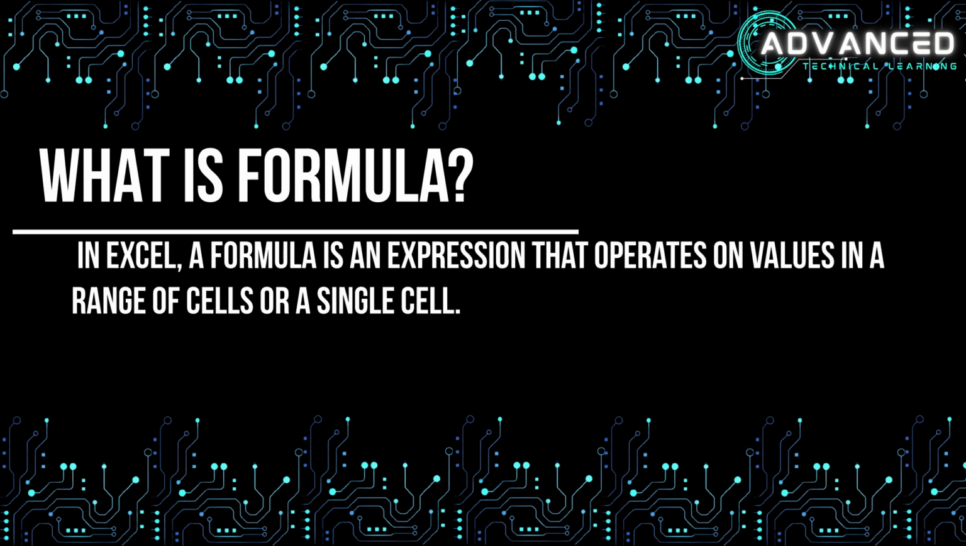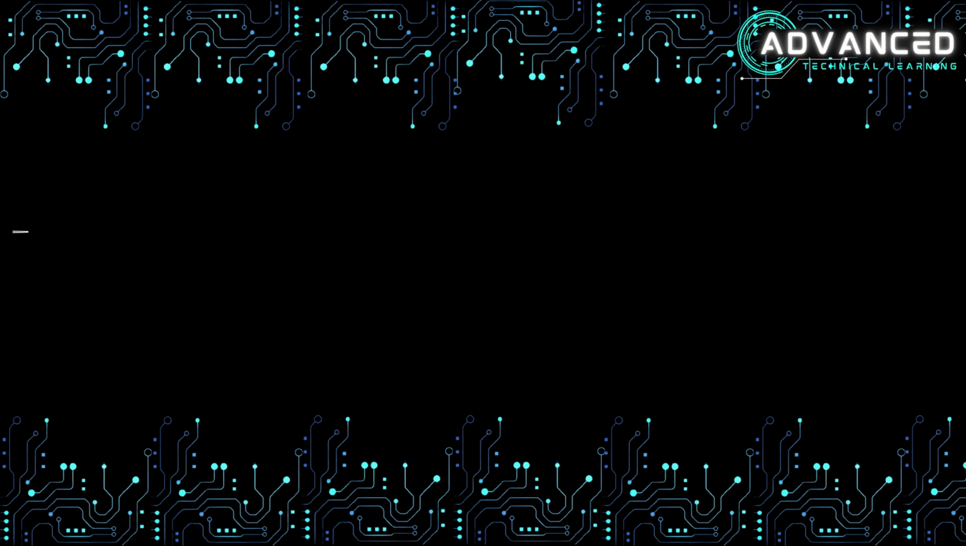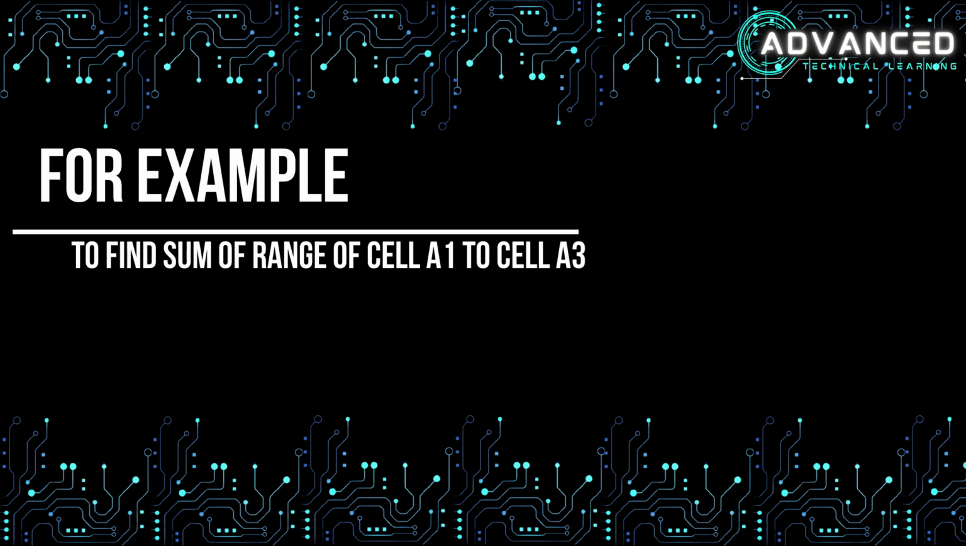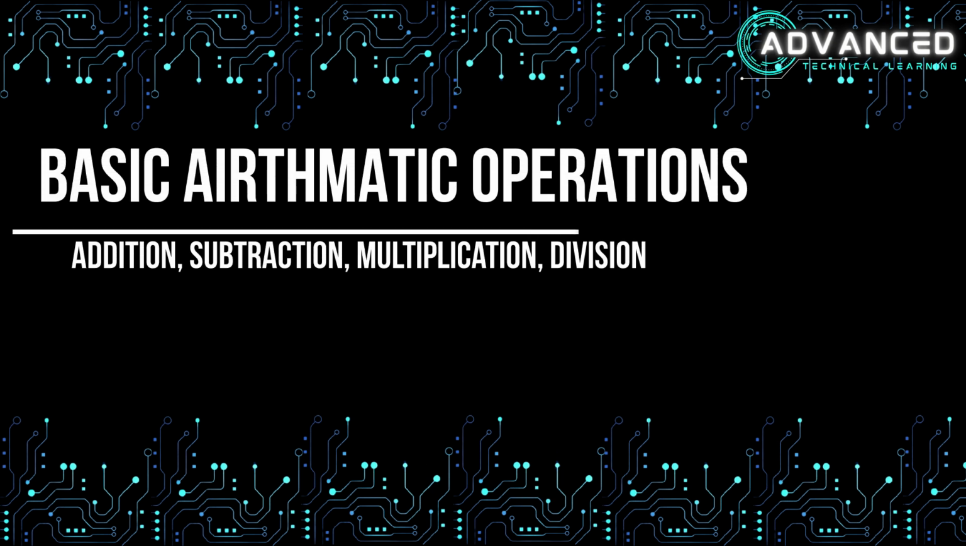In Excel, a formula is an expression that operates on values in a range of cells or a single cell. It starts with an equals sign and can include various mathematical operations and functions. For example, to find the sum of a range of values from cell A1 to cell A3, write equals A1 plus A2 plus A3. The basic arithmetic operations are addition, subtraction, multiplication, and division.